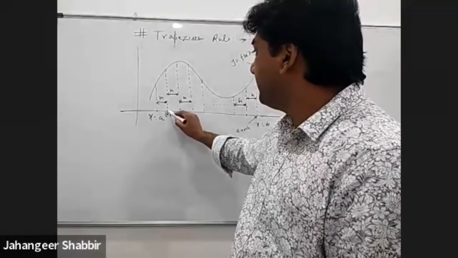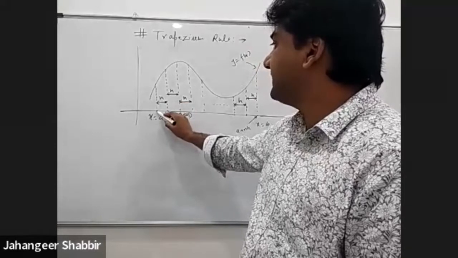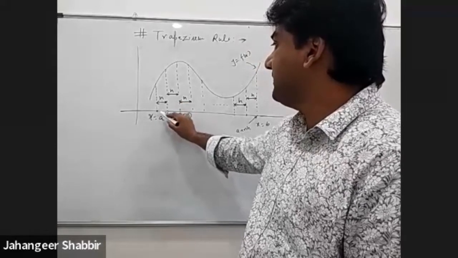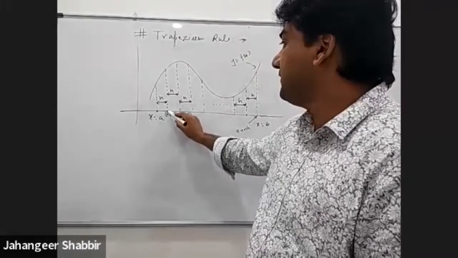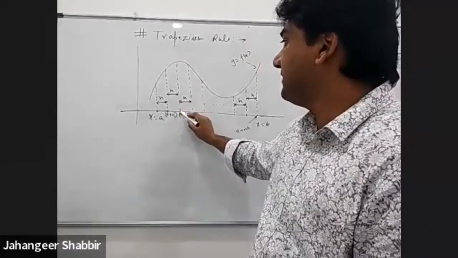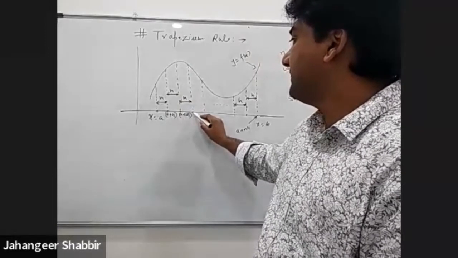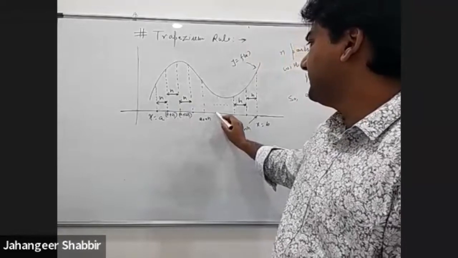So this is one part, then second. So this gap is h. So suppose this point is a, then this point will be a plus h, right? Now we have this point a plus h, and then again we have a gap of h. So this will be a plus 2h. This point a plus 3h. This point a plus 4h.